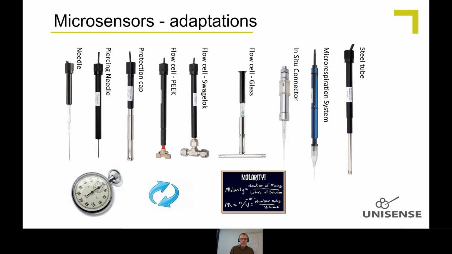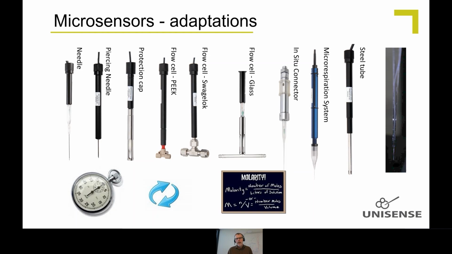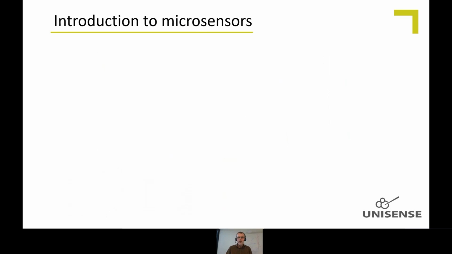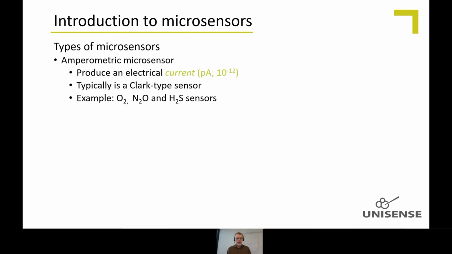We can modify the characteristics of these sensors, so we can modify response time, we can modify stirring sensitivity, and also the concentration ranges. And we can do a lot of other things. For example, just an example here, a fluorescent solution had been added to the electrolyte of a microsensor so that it would be visible in UV light under the microscope. But we can do many other things depending on what people need. So we have many different types of microsensors.